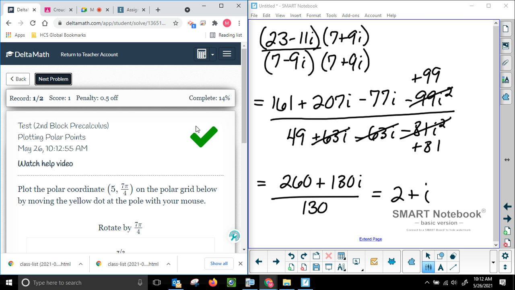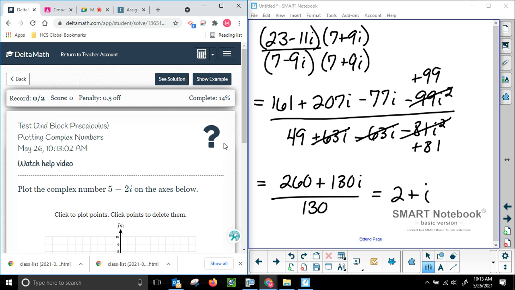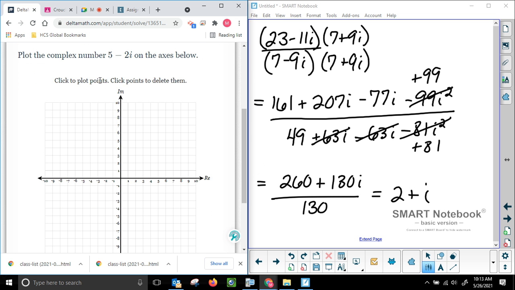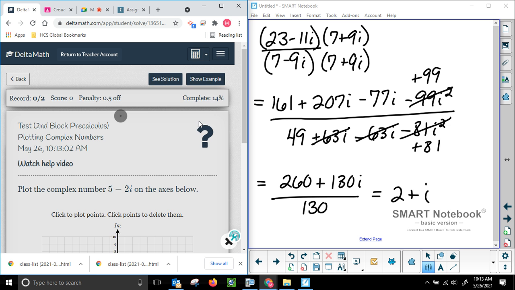But plotting points, not terribly difficult. All right, so we're good there. Now we come down to plotting a complex number in the rectangular plane. We did this yesterday as well. So remember, a plus bi, you just graph the point (a, b). So in this one, you're going to be graphing the point (5, -2). So 5, negative 2. All right, and then you come down here and submit.